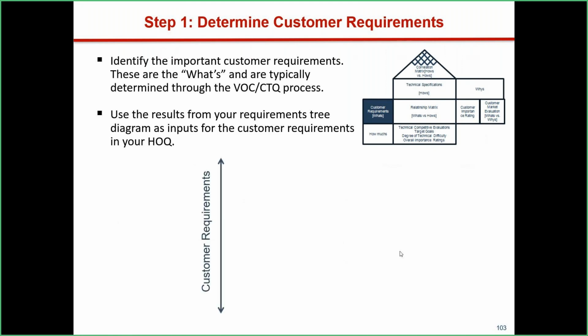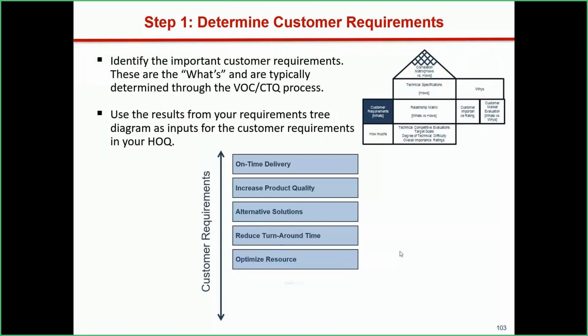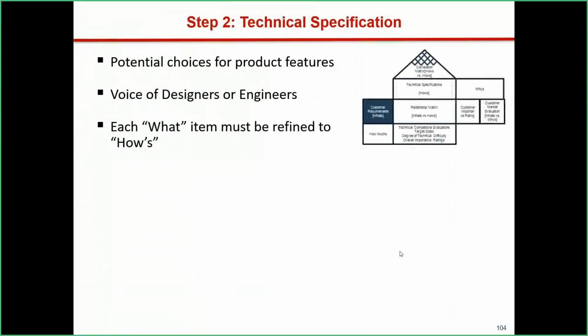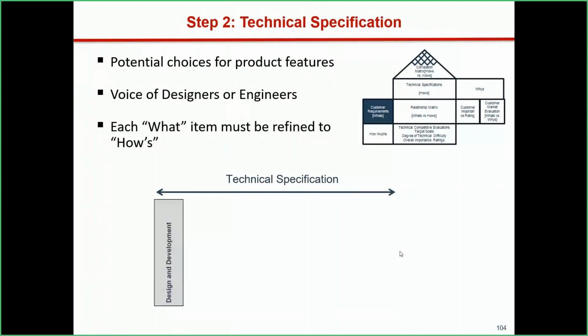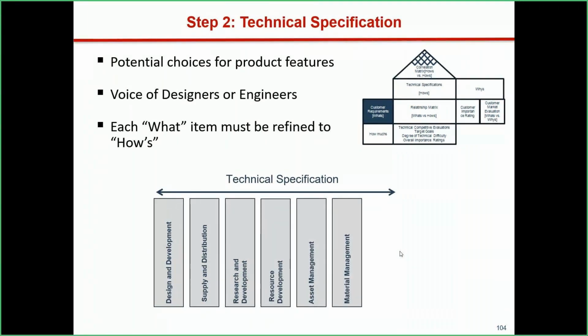Customer requirements: on-time delivery. These are the what's that you see. Increase product quality, alternate solution, reduce turnaround time, optimize resource, reduce COPQ, and high productivity. These are the customer requirements, the what's. Then we move on to the technical specification, that is how. Design and development, supply and distribution, research and development, resource development, asset management, material management, and customer support.